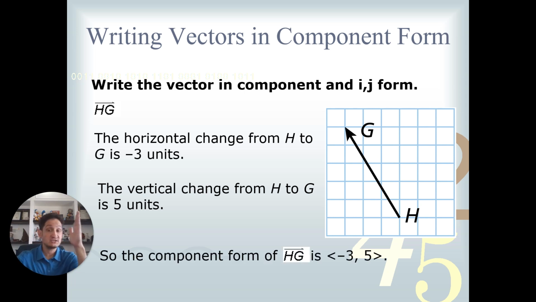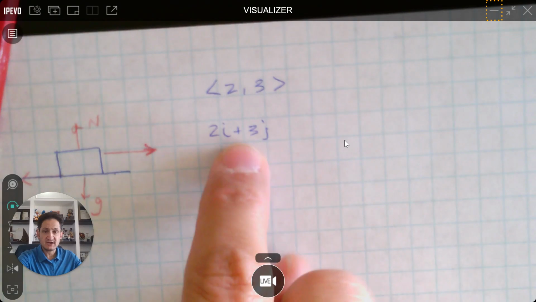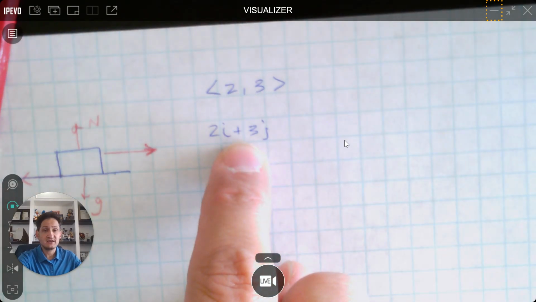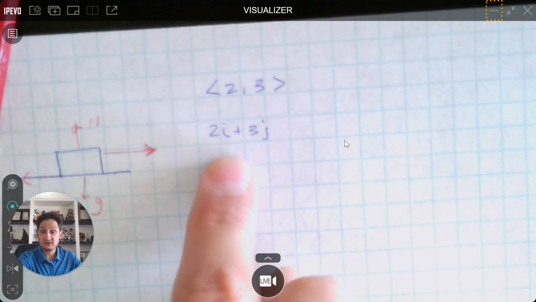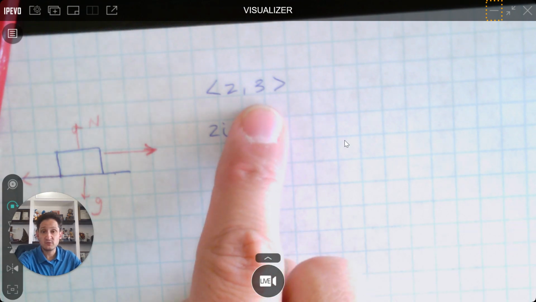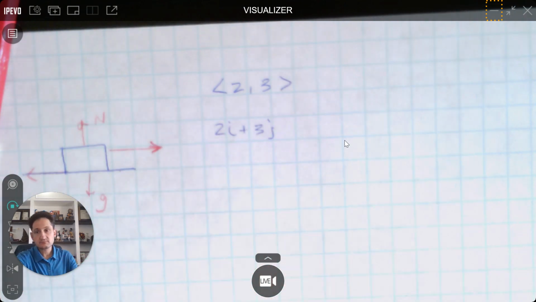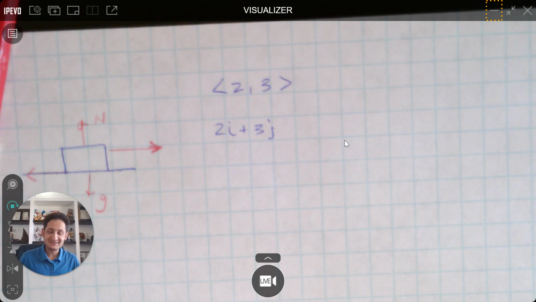Or, IJ form, -3i plus 5j. Just so you know, this sign right here, in between in IJ form, is based on the y component. This is positive, so we're positive here. If this was negative, we'd be minus. I know, again, really tough, right? Anyway.